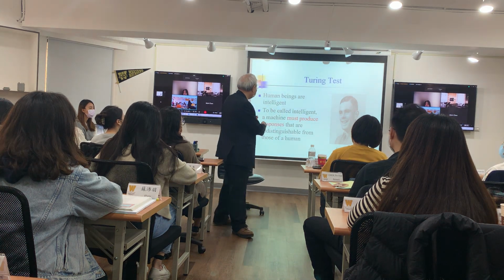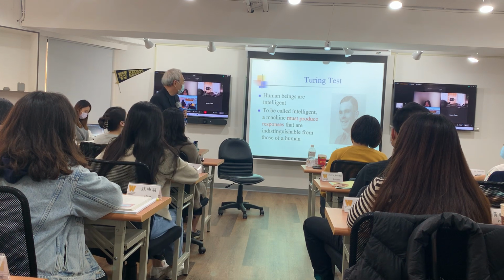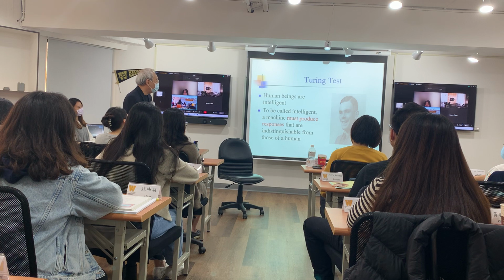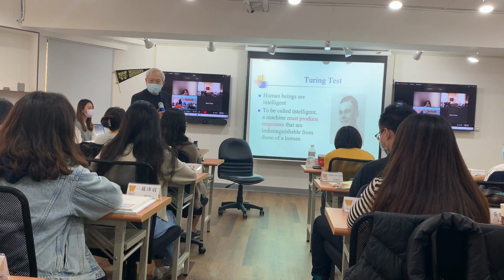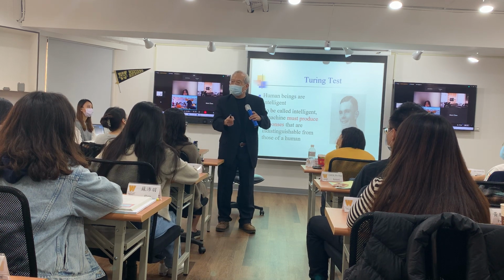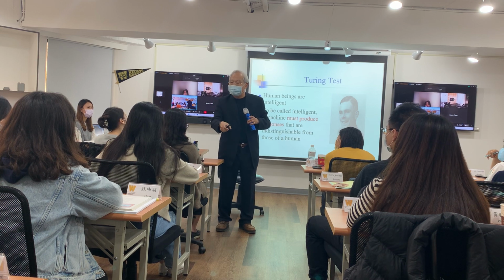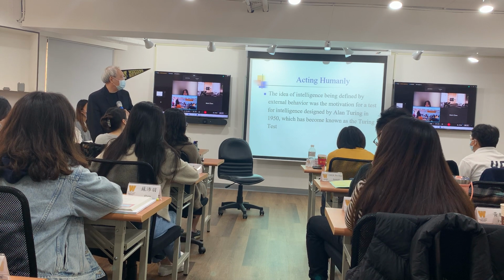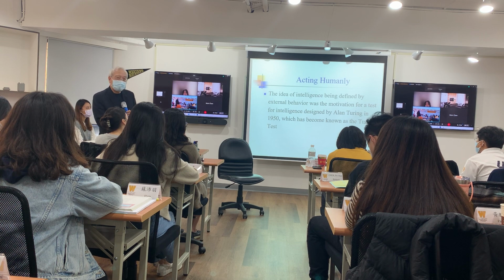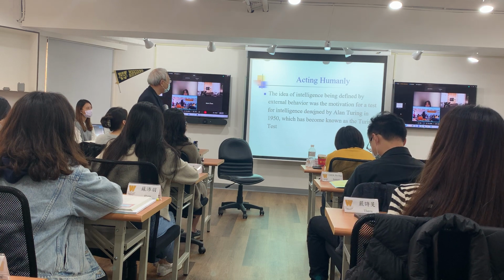Anyway, he defined that human beings are intelligent. So to be called intelligent, a machine must produce responses that are indistinguishable from those of a human. In other words, if you want to say a computer is intelligent, it should be indistinguishable from human beings. That's the definition. But in terms of what? He said, number one, you need to act like a human. What is acting like a human? He developed a test called the Turing test.